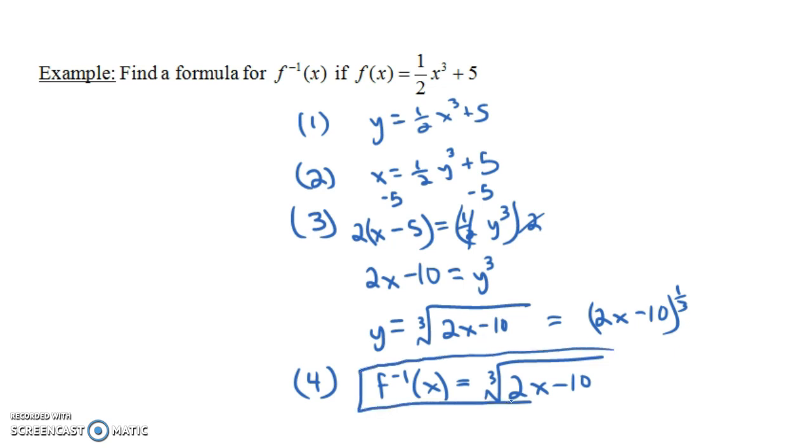So notice our 4 steps. First step's always easy. Just replace f of x with y. Second step's also very easy. Just flip the roles of x and y. Everywhere you see an x, put a y. Everywhere you see y, put an x. Now the third step can be hard. In this case, it wasn't too bad, but we had to solve for y. We had to get y all by itself on one side of the equation. So we had to subtract 5 from both sides, then multiply both sides by 2, and then take the cube root. And what we ended up with was y equals the cube root of 2x minus 10. And then the last step's easy. We replace y with f inverse of x. So here's our formula for f inverse of x.